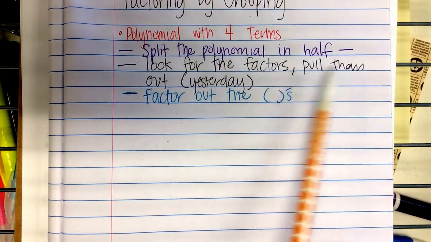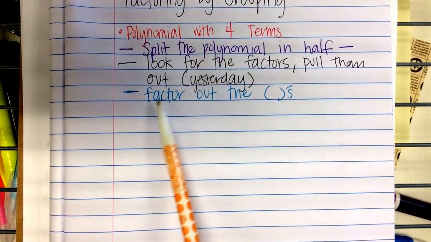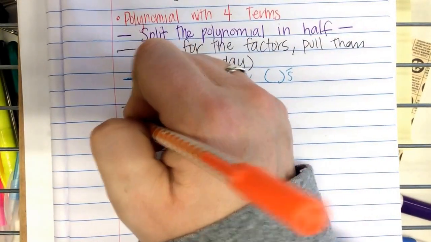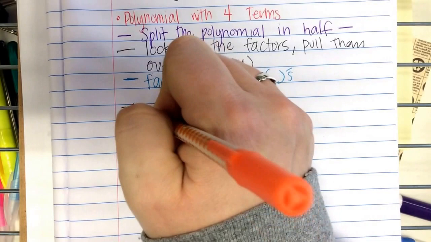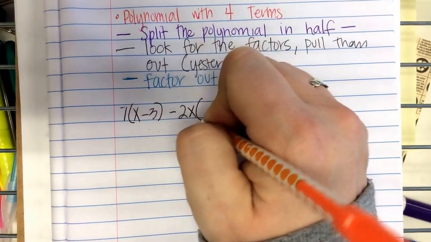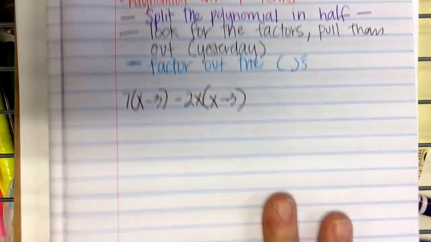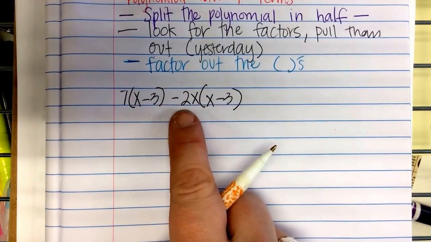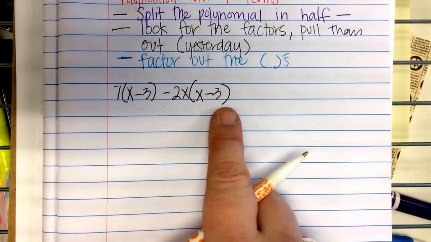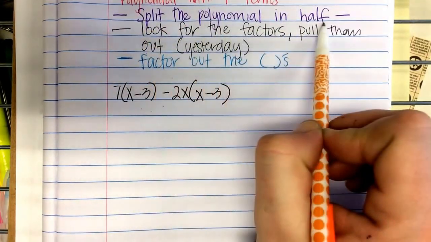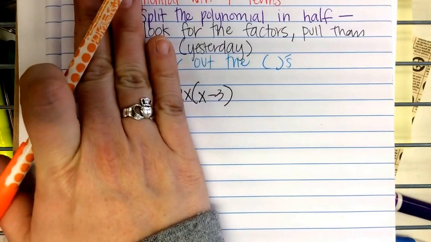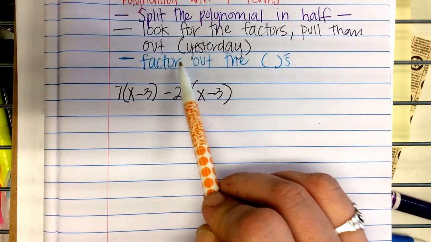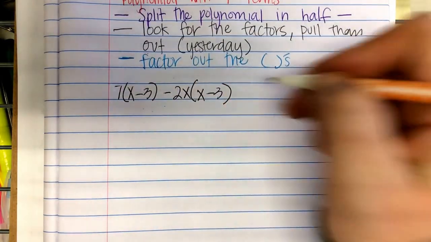Look for the factors. This is what we did yesterday. And then factor out the parentheses. So here's a really basic example. 7(x minus 3) minus 2x(x minus 3). This has already split it in half. Here's the first half. Here's the second half. It's already factored. Right now, all I have to do is step 3, factor out the parentheses.